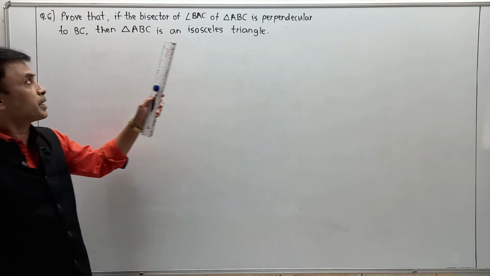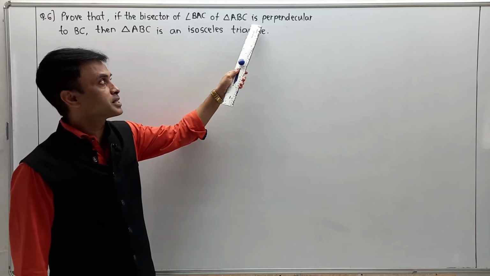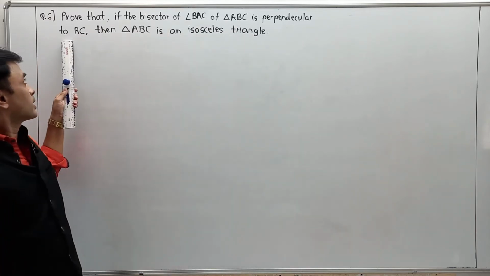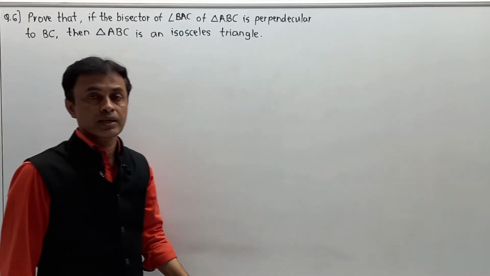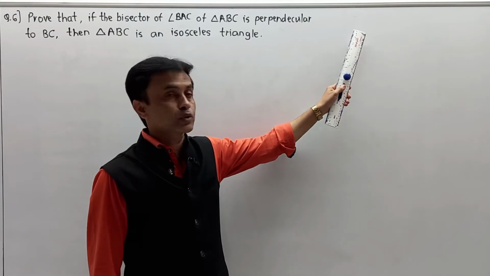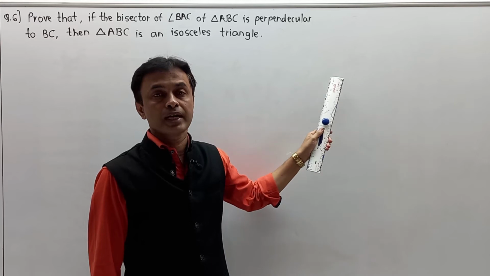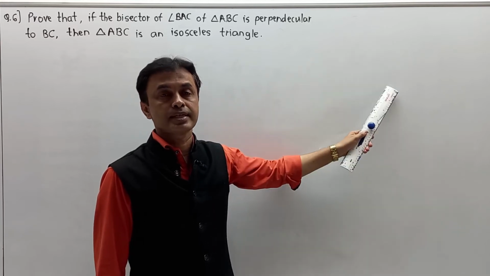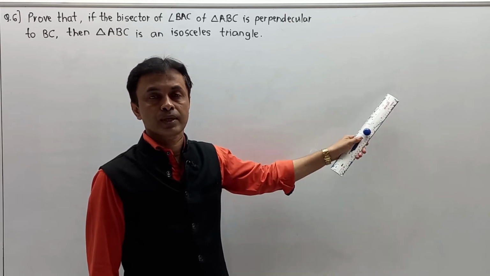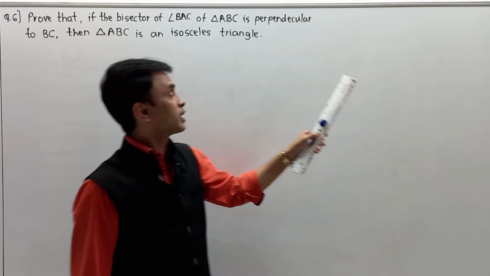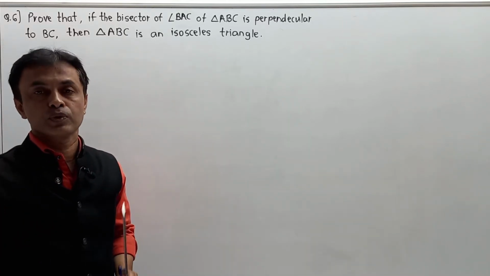What does it mean? Once again, pay attention. Prove that if the bisector of angle BAC of triangle ABC is perpendicular to BC, then triangle ABC is an isosceles triangle. It indicates that here we are going to draw a diagram of triangle ABC. And definitely the bisector of angle BAC we are going to draw from A perpendicular on base BC. And in that case, if it is perpendicular, then triangle ABC is isosceles. That we have to prove over there.